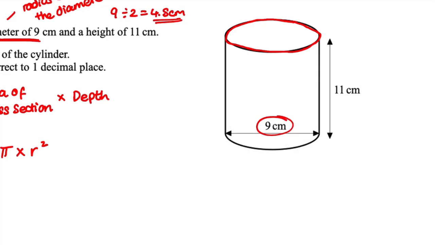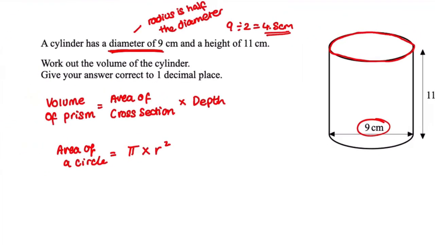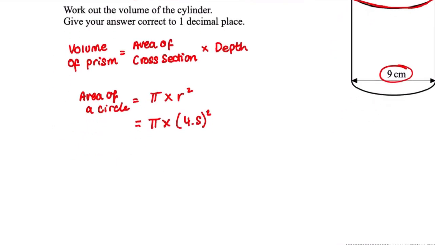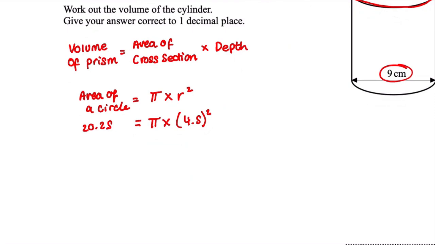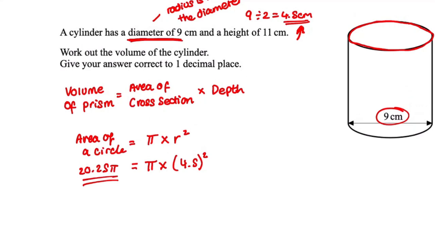The first step to work out the volume of any prism is to work out the area of that 2D shape. So if it was a triangle, you work out the area of the triangle first. In this case, it's a circle, so you work out the area of the circle first. We've worked out that the radius is 4.5 centimeters, so the area of a circle is pi times 4.5 squared. 4.5 squared gives you 20.25, so the area of the circle is 20.25 pi, in terms of pi.